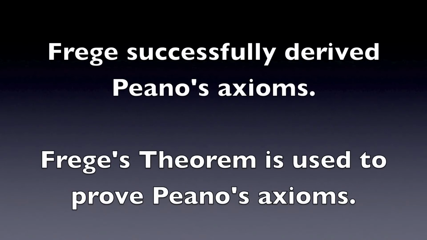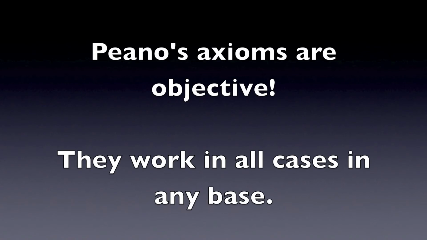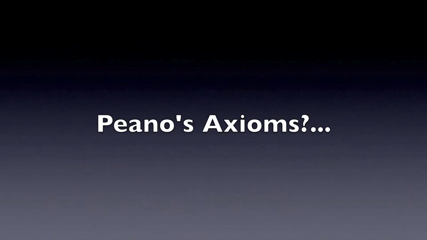Now, Frege successfully and validly derived Peano's axioms, and this is known as Frege's theorem, which is also now used to prove Peano's axioms. And because Peano's axioms are objective, because they work in all cases in any base, we use them as the basis of our argument. So what are Peano's axioms?